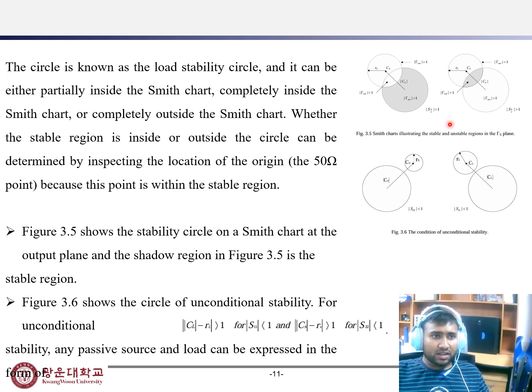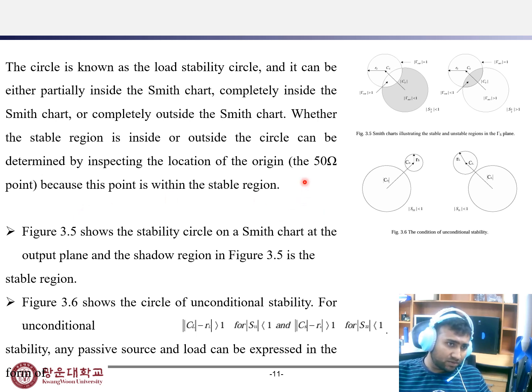Here the circle is known as the load stability circle. Through the Smith chart, illustrating the stable and unstable region in the gamma plane, it can be either partially inside the Smith chart, completely inside the Smith chart, or completely outside the Smith chart. Whether the stable region is inside or outside the circle can be determined by inspecting the location of the origin, because the point is right in the stable region.